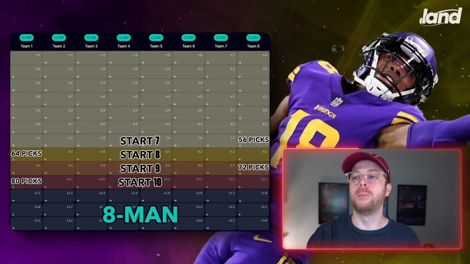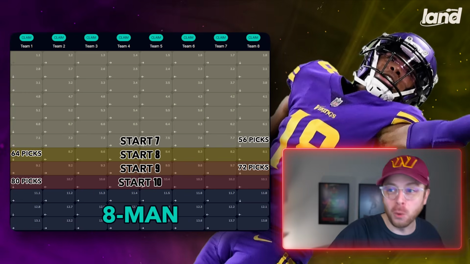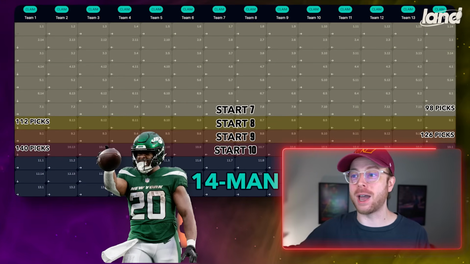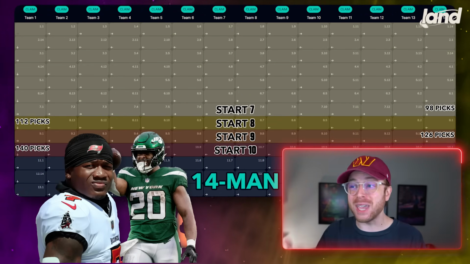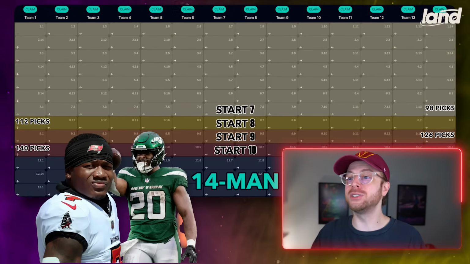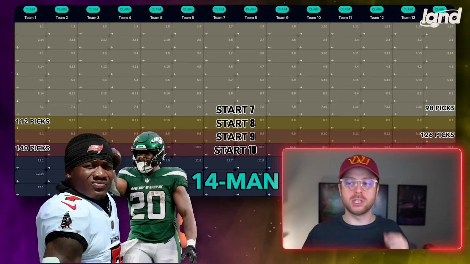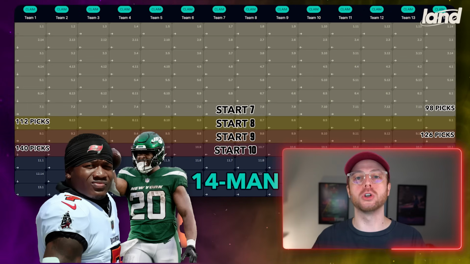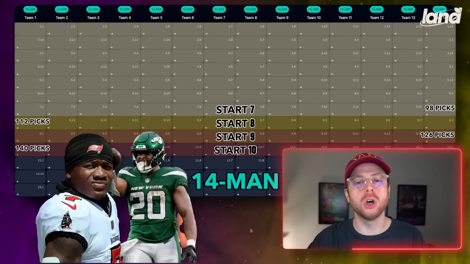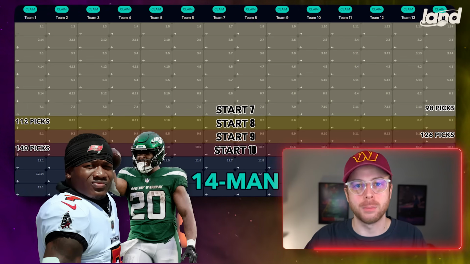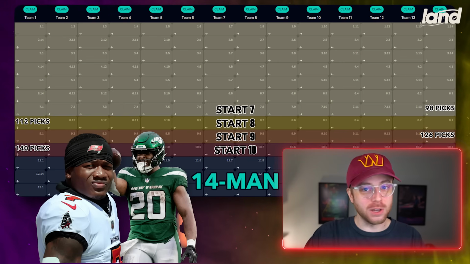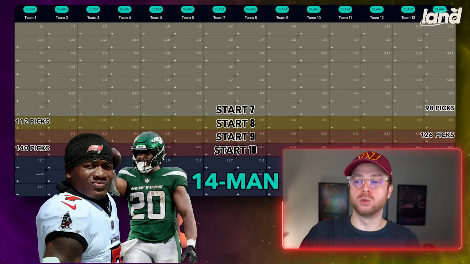But if you switch that and think about a 14-team league in a start 7 format, the earliest you can fill your lineup is pick 98. I mean, almost double the amount of picks compared to the 8-man league that we looked at there. So it's much more difficult to prioritize those early quarterbacks and tight ends because it's so hard to put together a starting lineup, right? The bigger your league, the more difficult it is to justify those onesies.